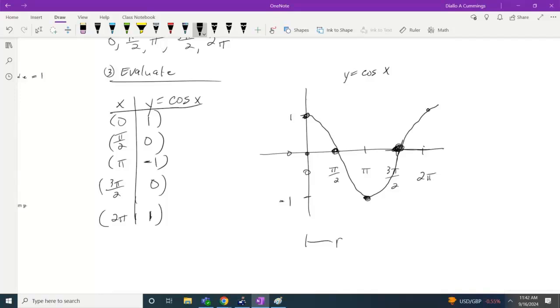All right, so here again, the period is 2 pi, and the amplitude is 1. All right, so any questions about the basic sine and cosine curve?